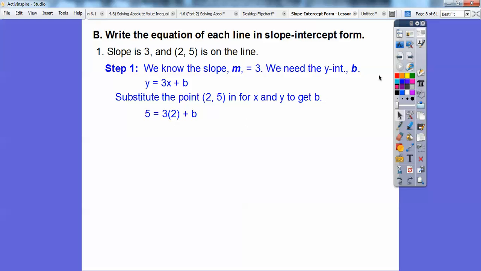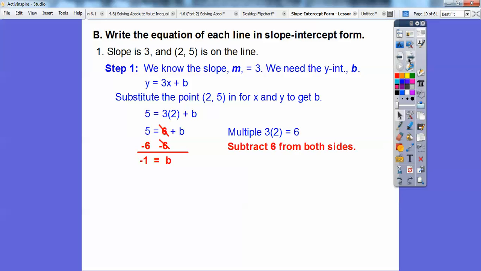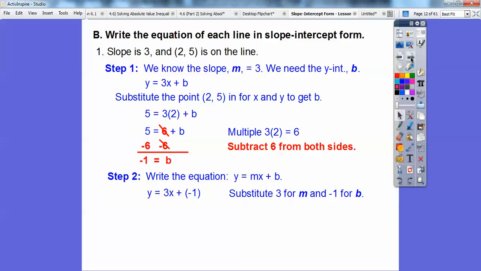All right, so 3 times 2 is 6. So now we're going to go ahead and subtract 6 from both sides, and we get b equals -1. All right, so that's the ending. We just have to put that right there. So it's going to be y equals 3x minus 1, is that one right there. So there it is, y equals 3x minus 1. All right, easy enough. Let's try it with this one.